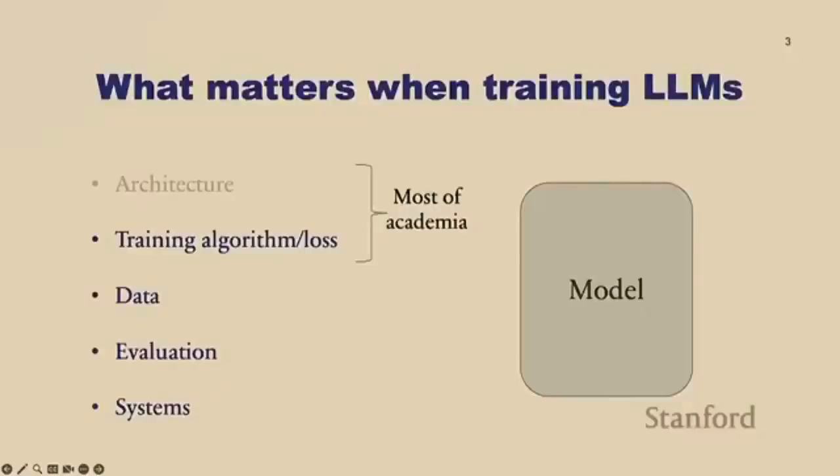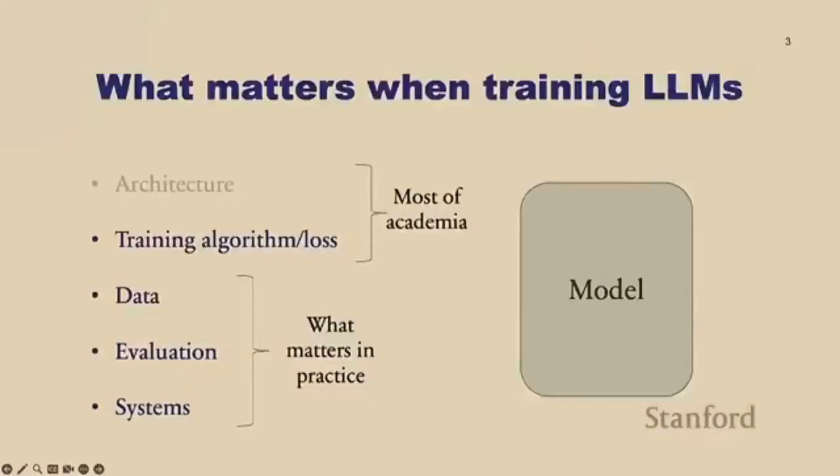Another thing to say is that most of academia actually focuses on architecture and training algorithm and losses. As academics, and I've done that for a big part of my career, we like thinking that we make new architectures, new models, and it seems like it's very important. But in reality, honestly, what matters in practice is mostly the 3 other topics. So data, evaluation, and systems, which is what most of industry actually focuses on. So that's also one of the reasons why I don't want to talk too much about the architecture, because really the rest is super important.